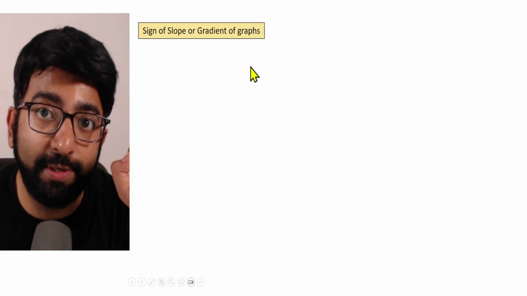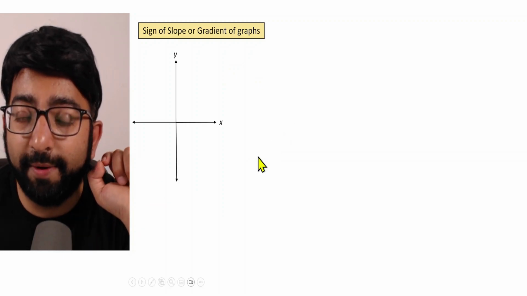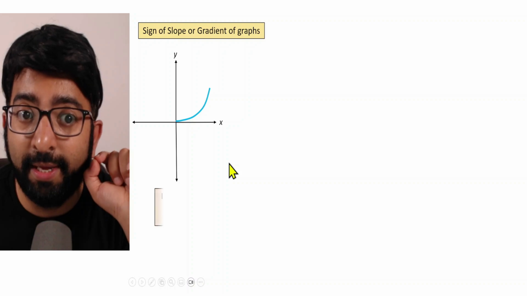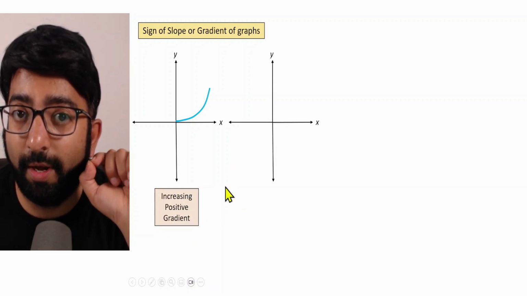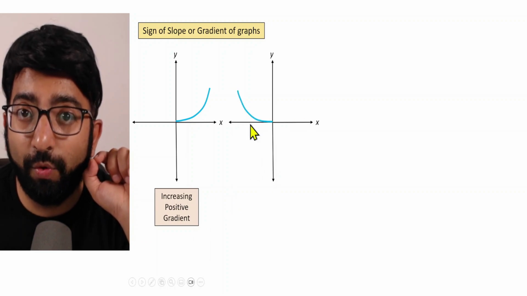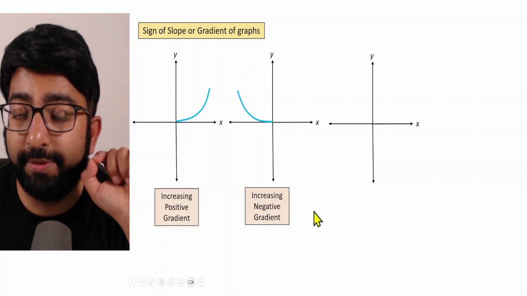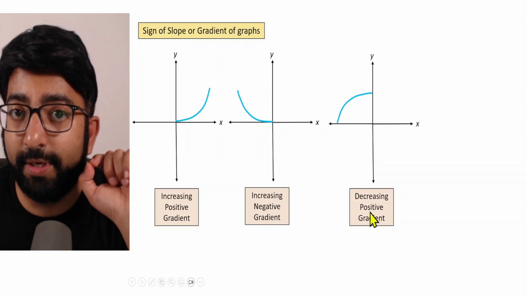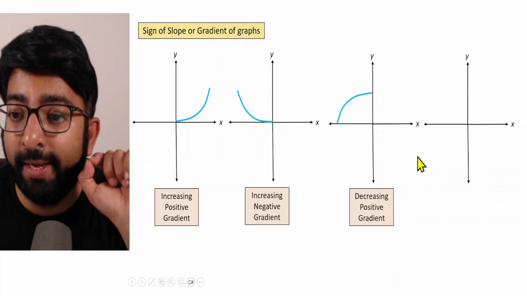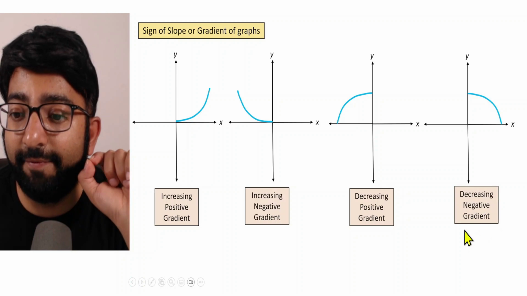When is the gradient positive, when is it negative? So please remember only the shapes of the graph. If the shape of the graph looks like this, that means this graph has an increasing positive gradient. On the other hand, case 2, if the graph looks like this, then this is an increasing negative gradient. Case number 3, if the graph looks like this, it is a decreasing positive gradient. And finally, case 4, if the graph looks like this, the graph has a decreasing negative gradient.